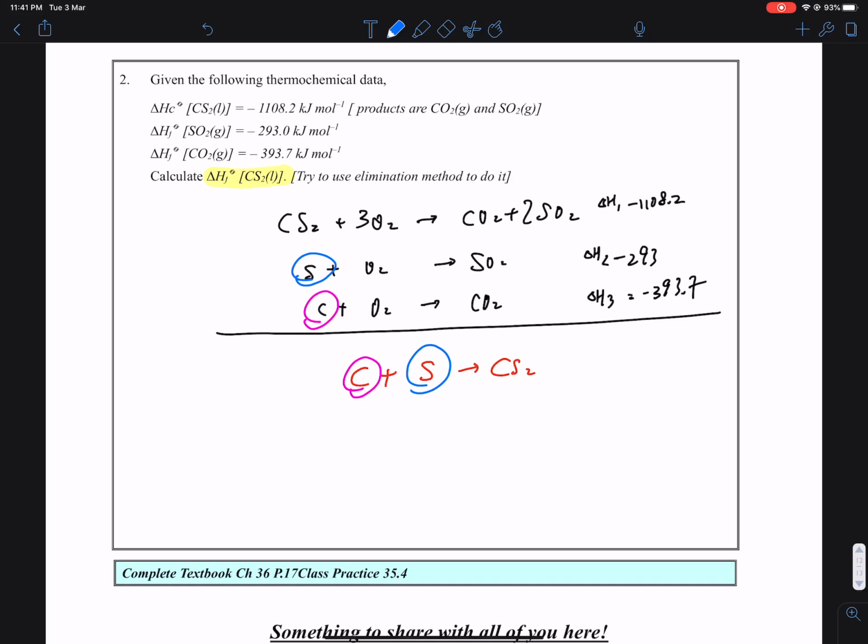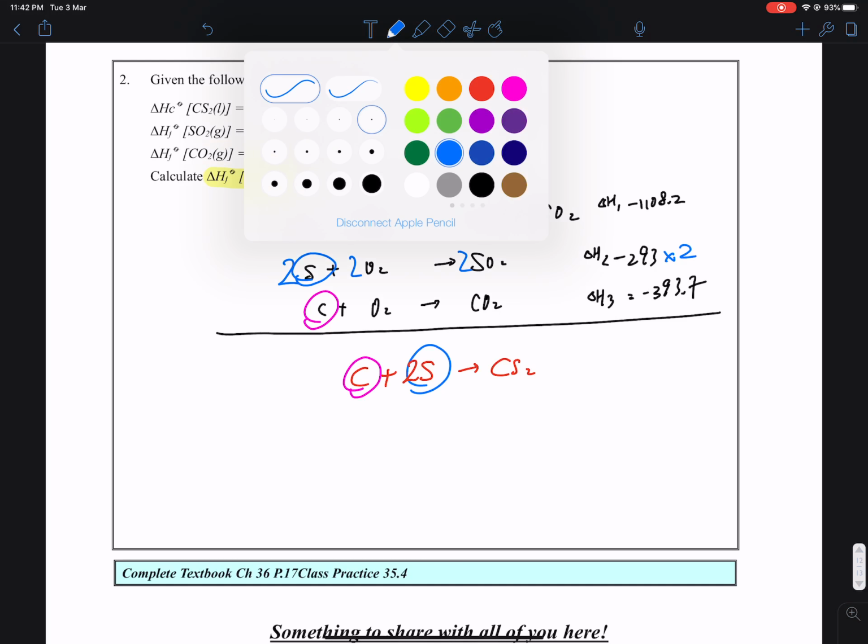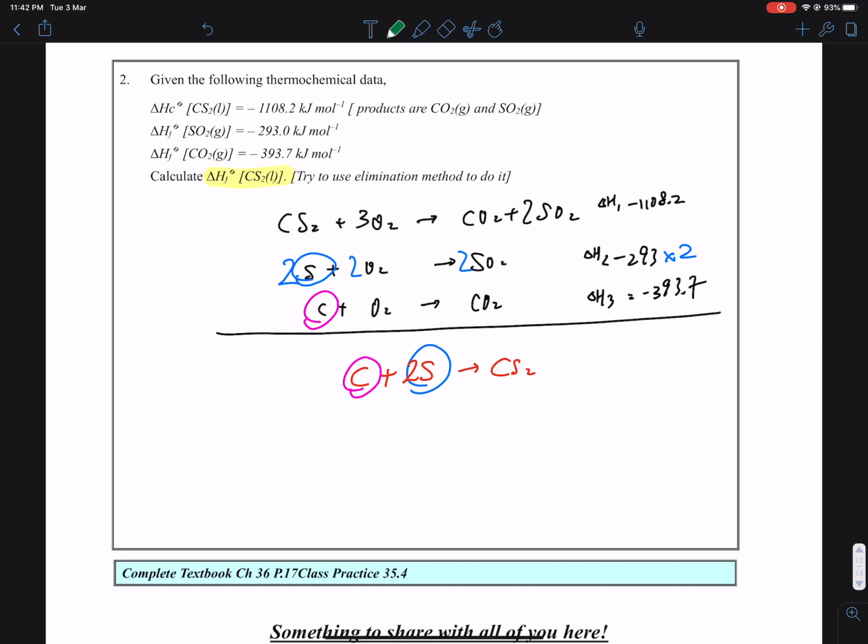Sulfur, it matches. Oh, by the way, I forgot to balance it. That's the reason why we need to times 2 for the whole equation, and also the data here. And then CS2, wait a minute, it is not at the correct position. We need to show it on the product side, but from the above thermochemical equation, it is on the reactant side. So we have to reverse the whole equation: CO2 plus 2SO2 become CS2 plus 3O2. Don't forget to put a negative sign here to show you reversed the equation.